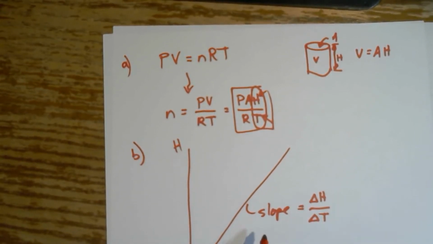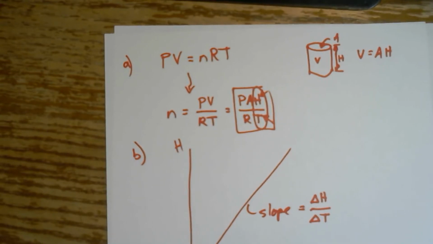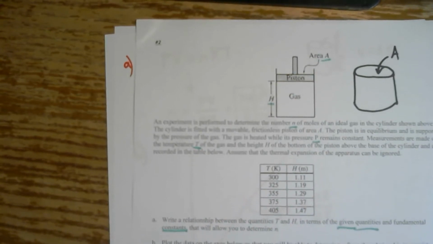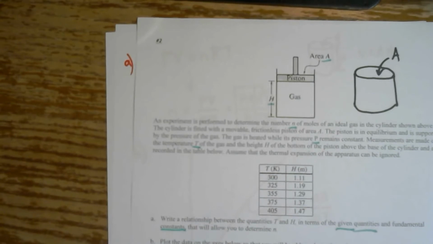In other words, I'm going to take the slope of this line that you graph, which is H over T, multiply it by pressure times area over R, because those are all constants, that doesn't do anything, and that will allow me to find what the number of moles are. And so that's really all you're going to do: take those numbers, plot them on this graph, draw a line of best fit, and find out what the slope is.